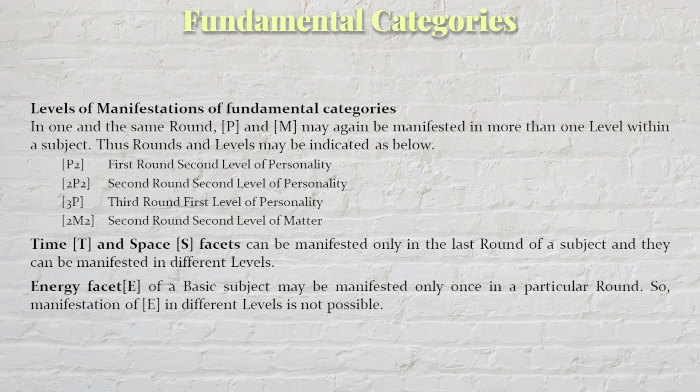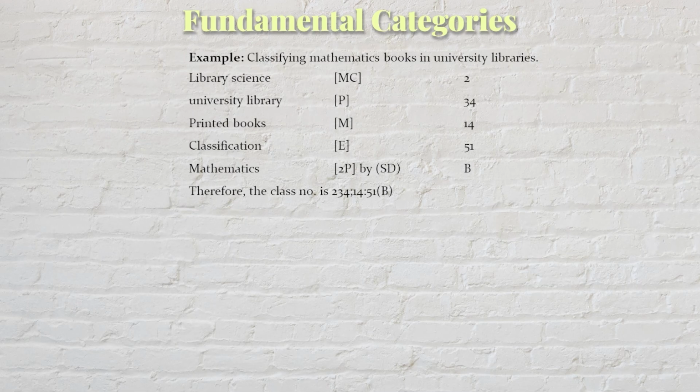Time and space facet can be manifested only in the last round of the subject, and they can be manifested in different levels. And energy facet of a basic subject may be manifested only once in a particular round. So, manifestation of energy in different levels is not possible. Here we show examples of fundamental categories. Here an example is presented, classifying mathematics books in university libraries.